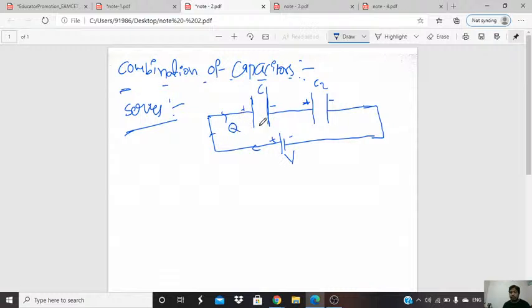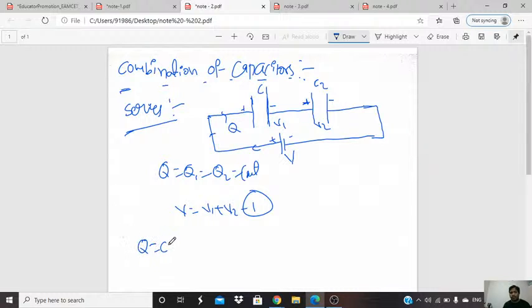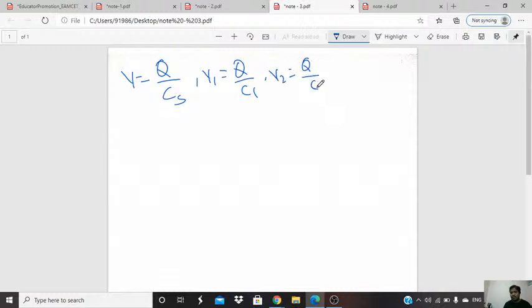So generally in series, charge remains constant. So Q or Q1 or Q2 is constant, but the potential will be different. V equal to V1 plus V2. Actually, we have Q equal to CV, C equal to Q by V, or V equal to Q by C. So total V equal to total charge by C in series. V1 is Q1 by C1, Q is constant, so V2 is Q2 by C2, that is Q by C2.